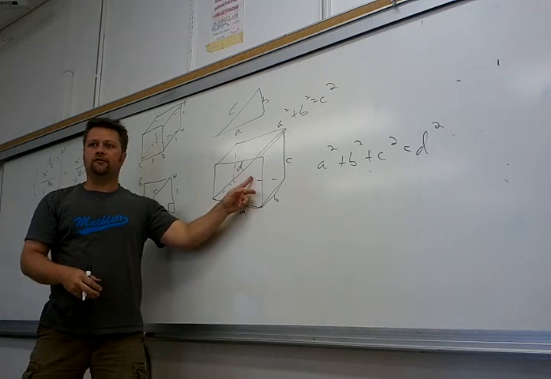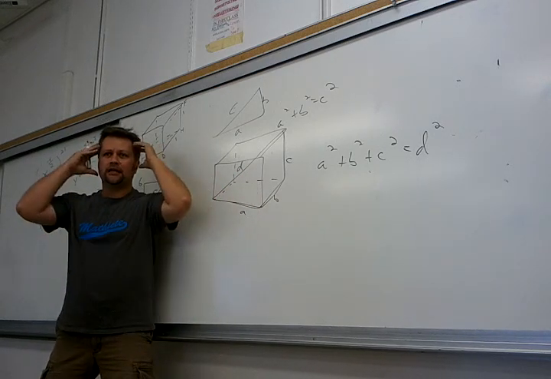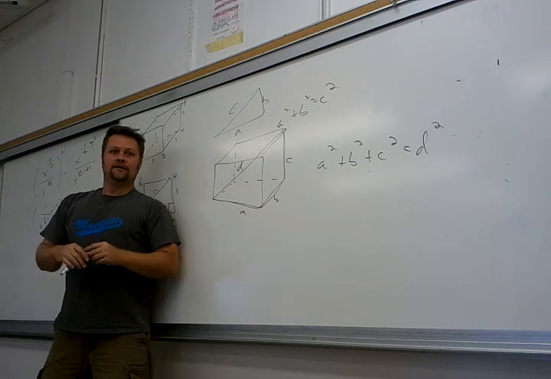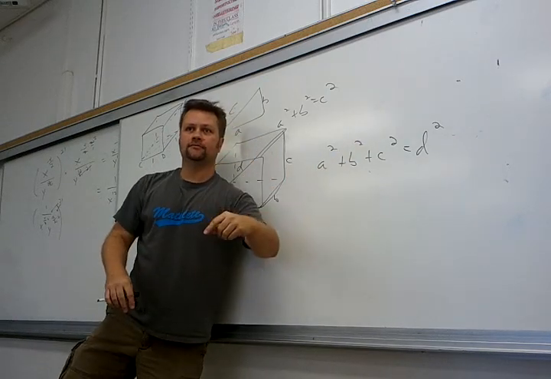Well, the hard thing is once you get to 4 dimensions, I can't draw 4 dimensions. It's very hard to even imagine 4 dimensions. It's basically impossible for us. But yes, you could just do A squared plus B squared plus C squared plus D squared equals E squared.